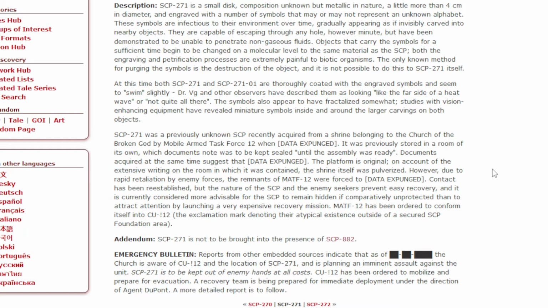However, due to the rapid retaliation by enemy forces, the remnants of MTF-12 were forced to blank. Contact has been reestablished, but the nature of the SCP and the enemy seekers prevent easy recovery. It's currently considered more advisable for the SCP to remain hidden, if comparatively unprotected, than to attract attention by launching an expensive recovery mission. It has been ordered to confirm itself, use the exclamation mark denoting the atypical existence outside the secured SCP Foundation.